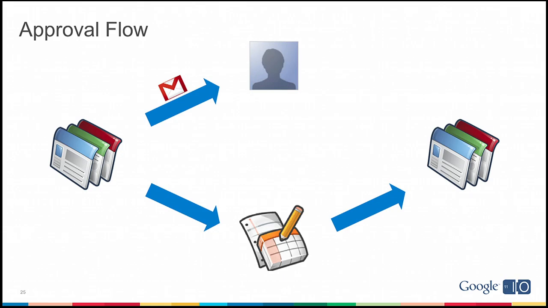So the user went to the site, submitted their document for publication. We sent an email to the approver. We saved it in the spreadsheet. And from the spreadsheet, we've published it to the site.